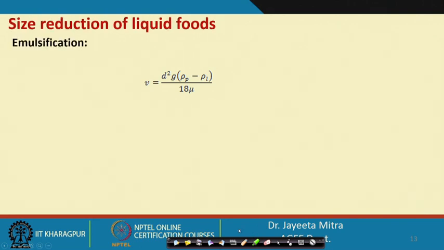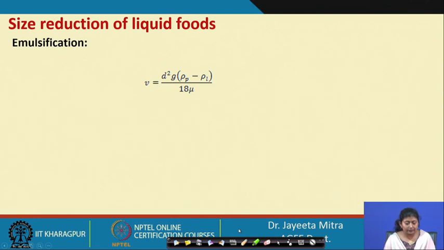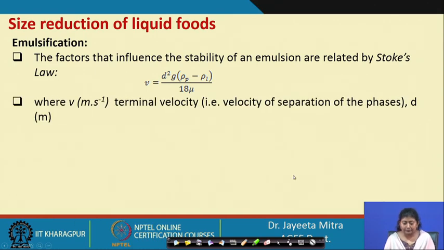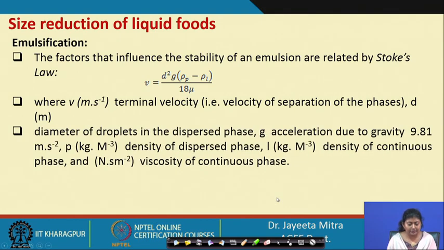Now, size reduction. When we look at liquids using emulsification or homogenization, the factors that influence the stability of the emulsion are very important, and that can be related using Stokes law, which says that the terminal velocity V will be d square into g into rho p minus rho l by 18 mu. This is nothing but the expression of terminal velocity.